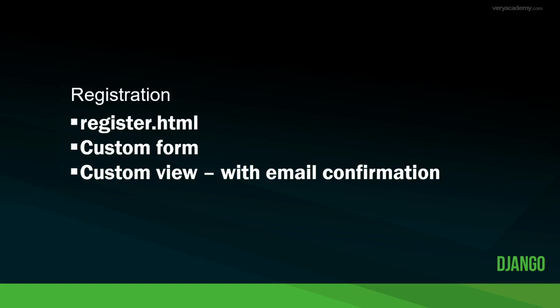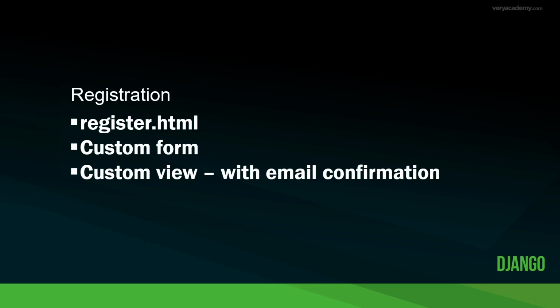Okay, so next up is registration. Here we're going to build upon the Django registration system and extend it to include email confirmation. There's a few steps to this. We're going to need to create a register form and a template, and then we're going to create a custom view, which has all the facilities with the email confirmation.